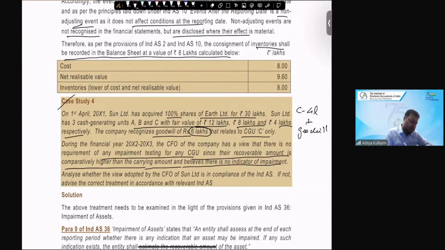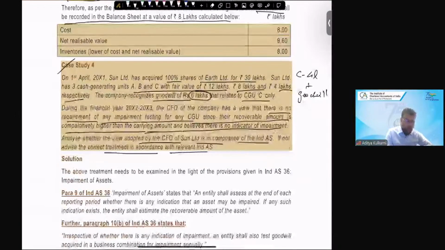During financial year X2, X3, the CFO of the company has a view that there is no requirement of any impairment testing for any CGU, since their recoverable amount is comparatively higher than the carrying amount, and he believes there is no indicator of impairment. Analyze whether the view adopted by the CFO of Sun Limited is in compliance with the Ind AS. If not, advise the correct treatment in line with the relevant Ind AS.